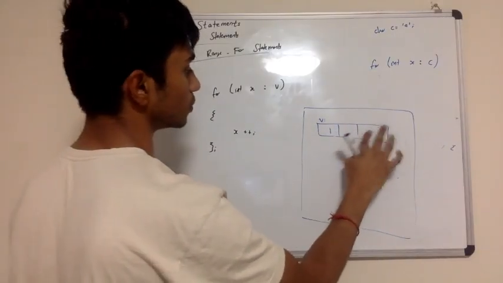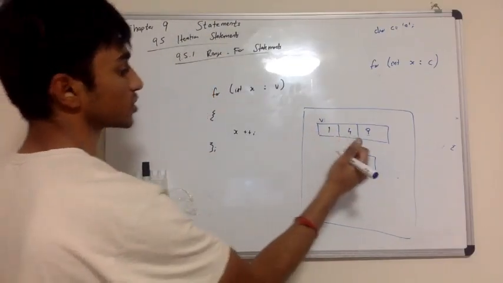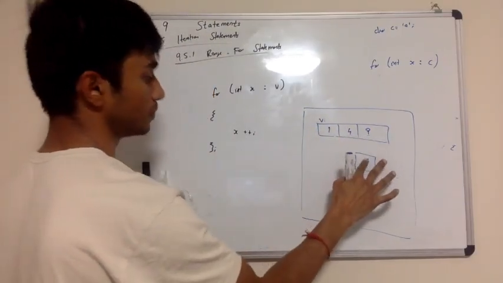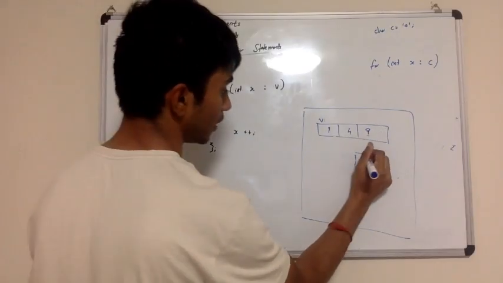Maybe I won't make it 1, 2, 3. I'll make it 1, 4, 9. So sorry, just to go again. x would originally take the value of 1. Then it would get increased to 2. Then it would move on to the next element, which is 4, and get increased to 5.